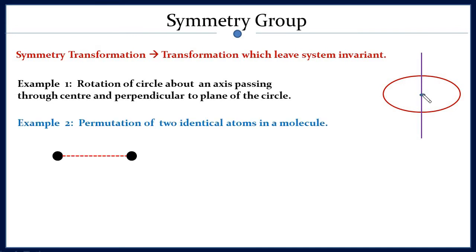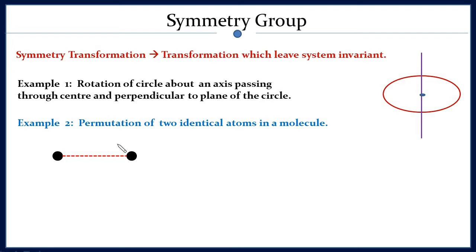Similarly, we can think about permutation of two identical atoms in a molecule. Suppose your molecule contains n number of atoms and those atoms are identical, then if you permute the positions of any two atoms, your molecule is still the same. That is, your molecule is invariant. For example, this is a molecule, the simplest molecule consisting of two identical atoms. If you interchange the positions of these two atoms, the system remains invariant. Therefore, this is also a symmetric transformation.